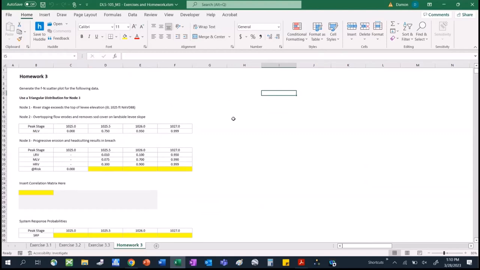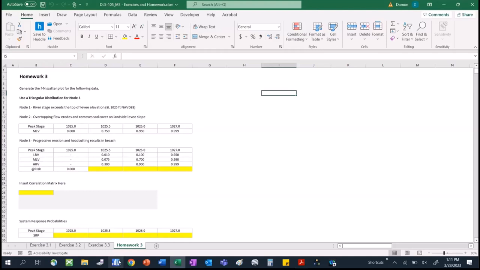All right, so to start, I need to get my system response here. I've got node 1, which tells me that the river stage exceeds the top of levee elevation at elevation 1025. So anything at 1025 or above is going to be a 1, and anything below that is going to be a 0. I've got most likely values, so no uncertainty, associated with node 2 for overtopping flow removing the sod cover. And then node 3 is where I start to have some uncertainty that was estimated. I've got 3-point estimates, and I'm told to use a triangular distribution.